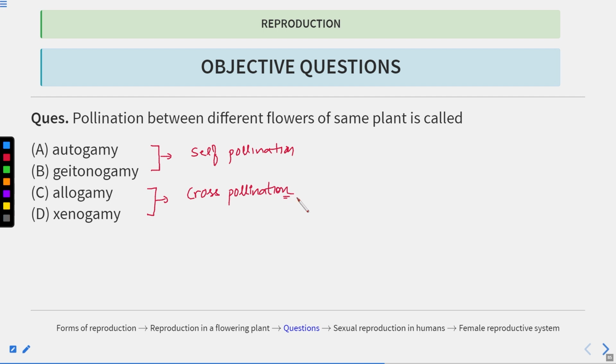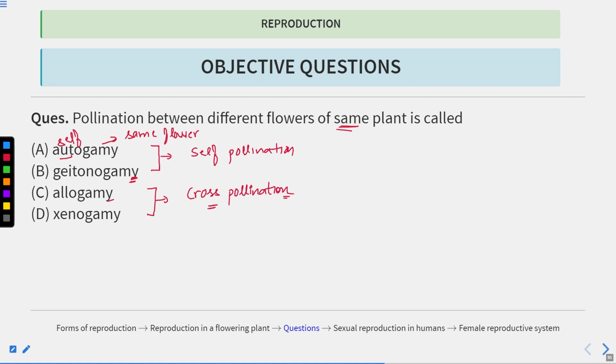This is clear. Auto means self. Here the pollens from the anther are transferred to the stigma of the same flower. Here you can write same flower. In geitonogamy, the pollens are transferred from the anther to the stigma of another flower that is present on the same plant. Allogamy and xenogamy are part of cross pollination.